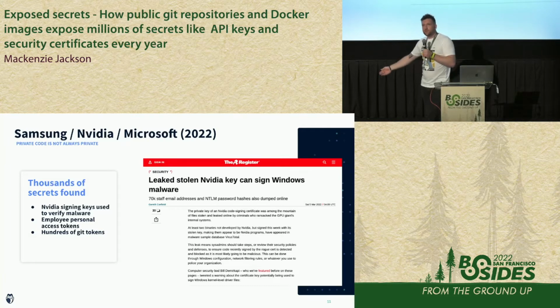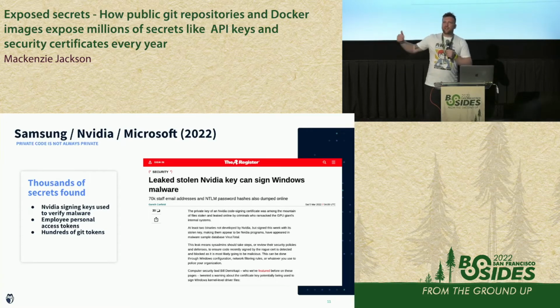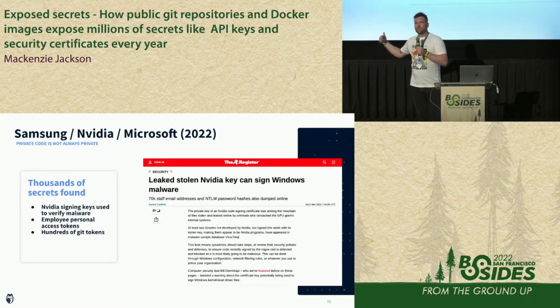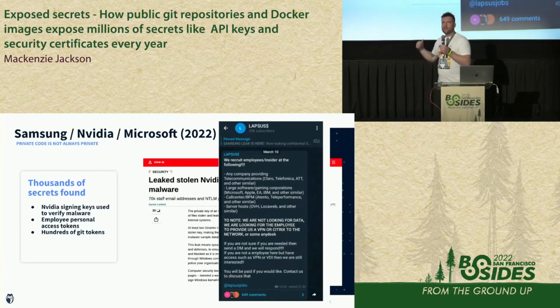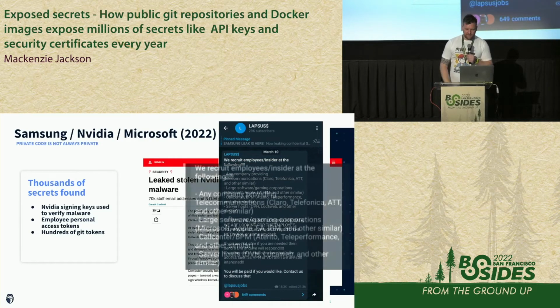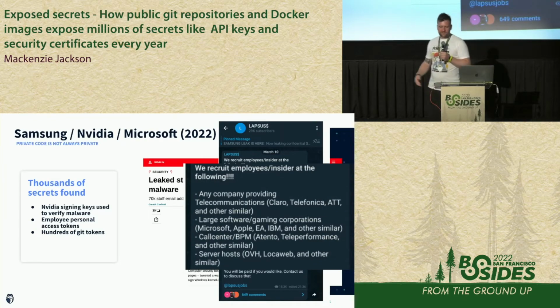These were used to sign malware, and we know that they came from the NVIDIA breach. So then you've got to ask, how did a group of teenagers breach the private source code of these really high-profile, fantastic companies? And, well, the answer is that they were recruiting insiders. So here we have a message from their Telegram channel, and it says, "We recruit insiders, employees insiders at the following." They list a bunch of companies.